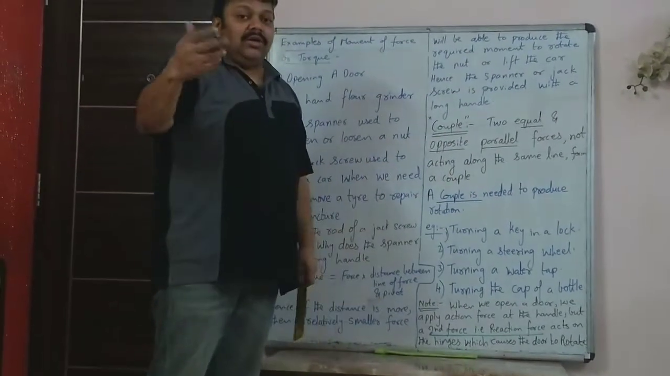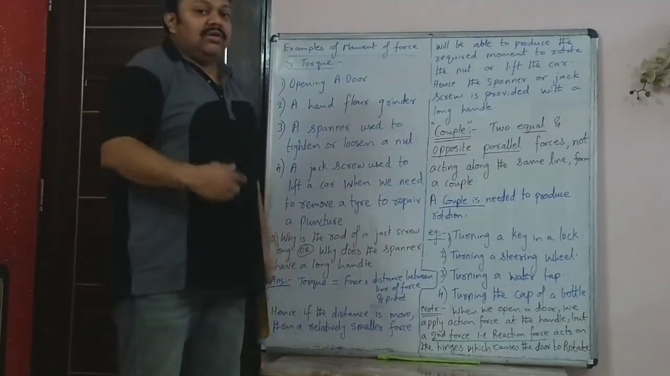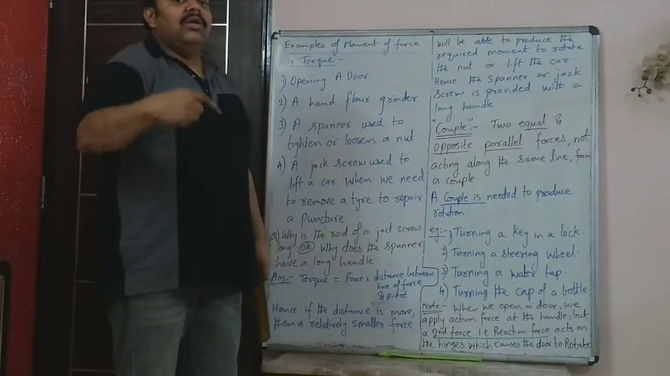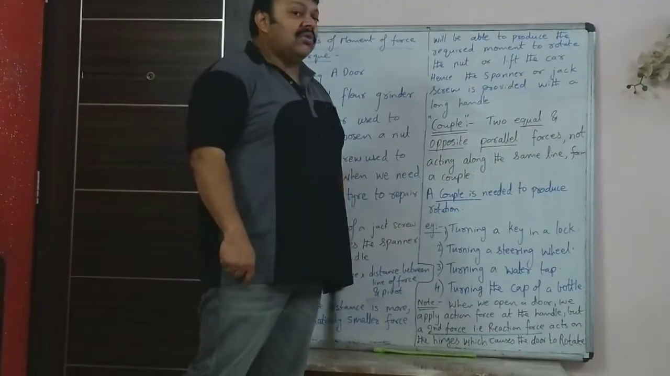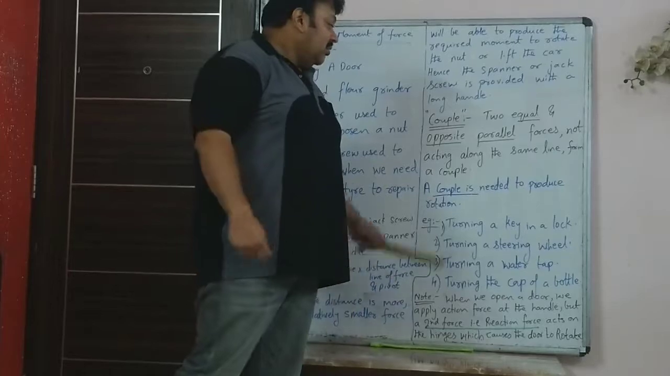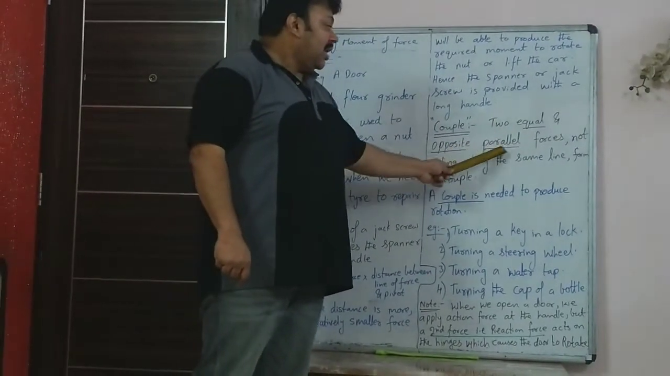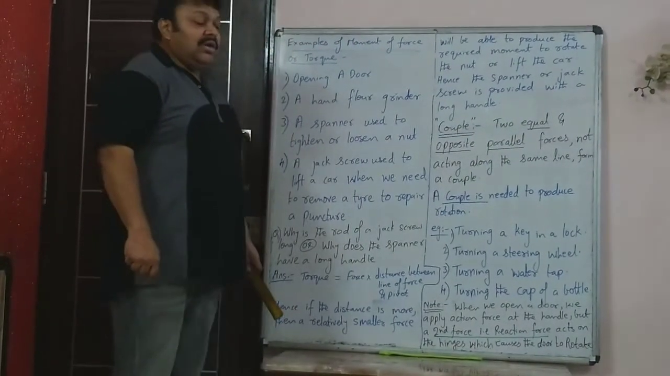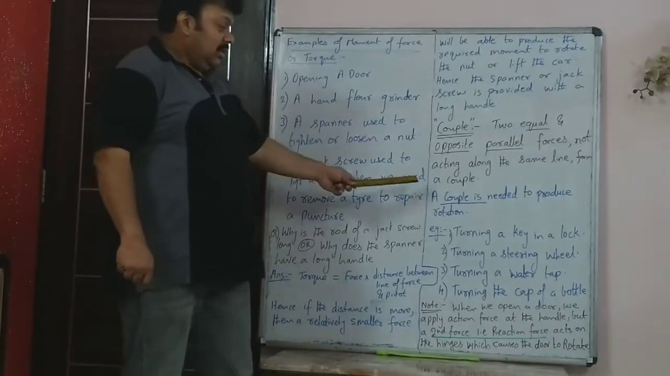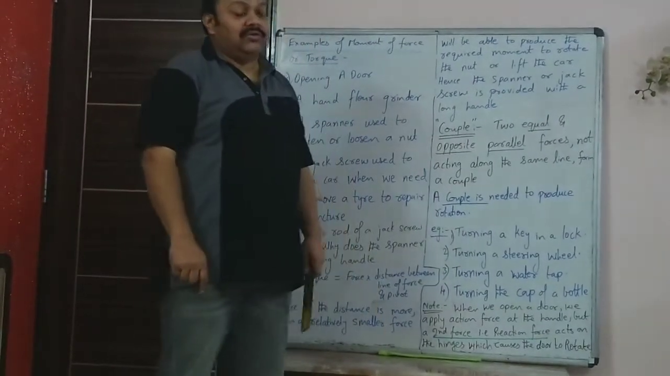Now couple generally you mean two people, but here in case of physics a couple means two equal parallel opposite forces not acting along the same straight line. So that is what is called a couple. Two equal opposite parallel forces not acting along the same line is called a couple. Now this is very important. A couple is required for producing rotation.